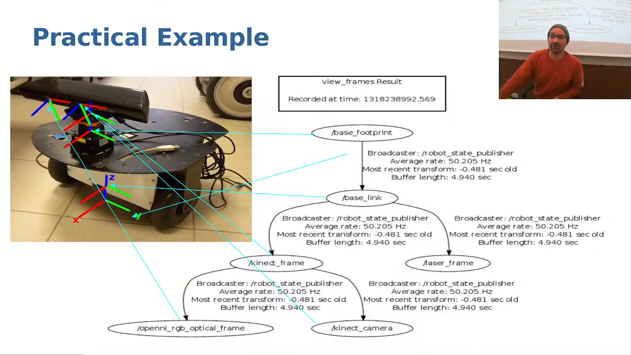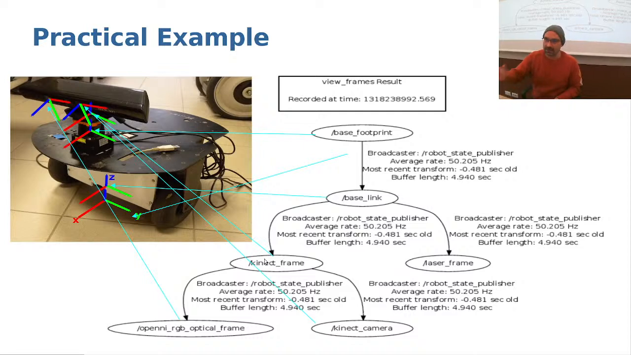Now, imagine that every one of these objects here, the base footprint with respect to the base link with respect to the Kinect frame and so on, could change its relative position because maybe it could be mounted on a joint and so on and so forth. So what we have is a data structure, a system that allows you to determine the position of every point with respect to every other. And this occurs basically because there is a set of nodes which are in charge of outputting periodically, you see this broadcaster, outputting periodically the transform between one frame and its child frame. Is that clear?